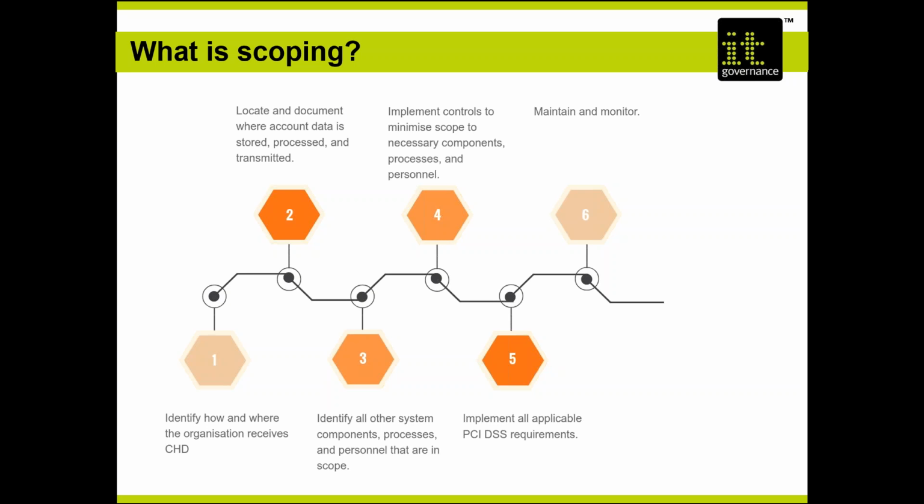And then you're going to implement controls to minimize scope so that only the necessary components, such as the people or process, are included. And then you can implement the PCI DSS against that known scope. And then ongoing, you're going to maintain and monitor that view of your entire environment, the scope, and the cardholder data environment.